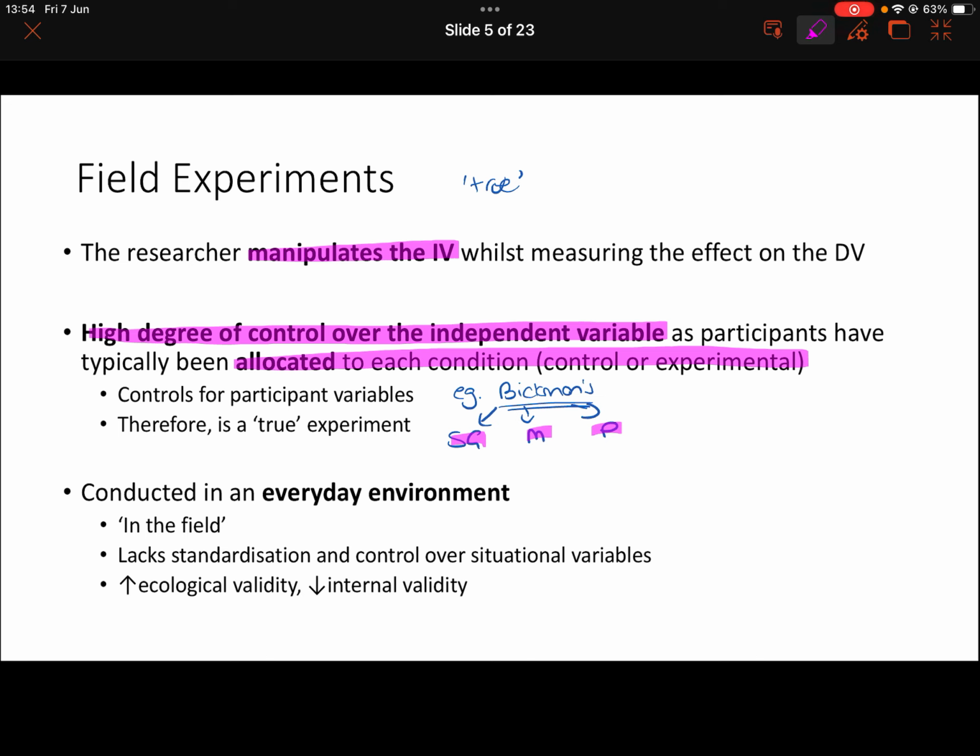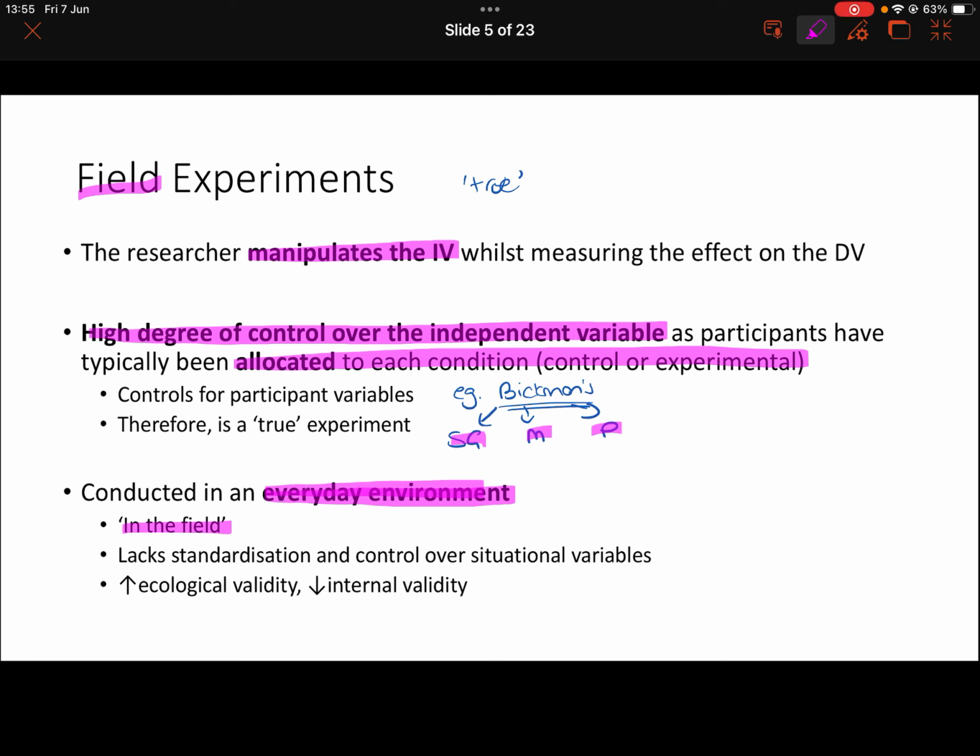But the way this differs from a lab experiment is that rather than taking place in a controlled environment, this is taking place in an everyday environment. I'm using the word everyday here rather than natural very, very consciously. So what we're talking about here is in the field, hence why it's called a field experiment. Not in a lab, but in the field.